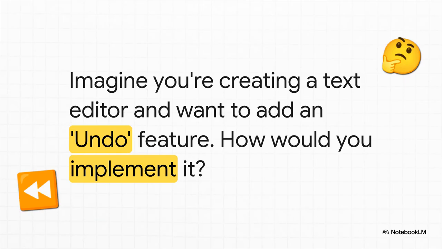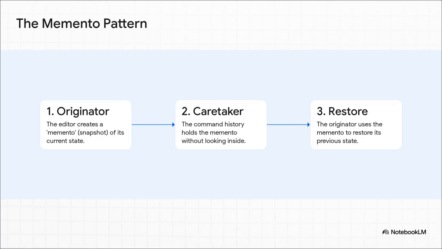All right, enough theory. Let's talk about something real, a feature you and I use every single day, that undo button. Have you ever stopped to think about how that actually works? How does a program remember the state it was just in so you can go back? Well, a classic pattern for this is called the memento pattern. Here's how it goes down.